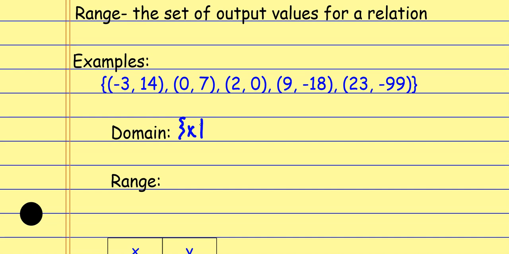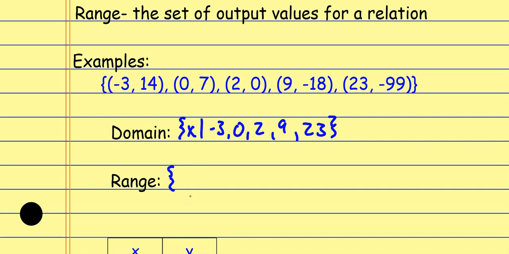So I just list all the x values that I see here, which is -3, 0, 2, 9, and 23. And they were already in the appropriate order for me as I wrote them down. Make sure you put them in ascending order. Don't just randomly write them down. It makes it easier to read.